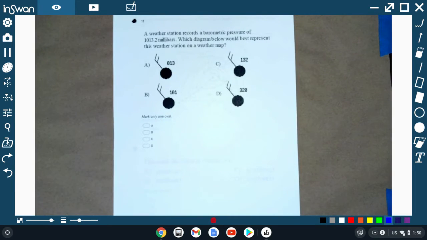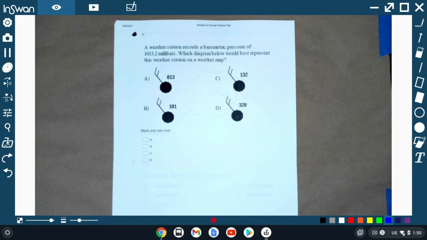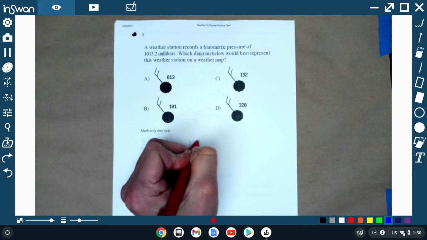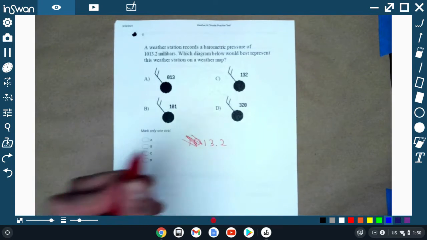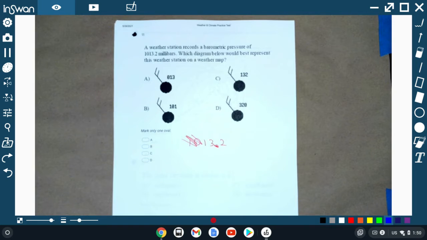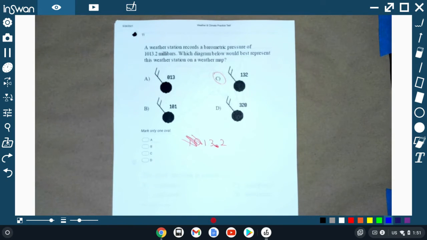The weather station records a barometric pressure of 1013.2 millibars. Which diagram below would best represent this weather station on a weather map? Now remember what they do to the numbers. So I'm going to write this out, 1013.2. So what happens in this situation? Well, you get rid of the 10 and you get rid of the decimal, and that's the number written on the station model. So it's just kind of a code that each station model has that we have to decipher. So which station location has just 132 for the barometric pressure? That would be location C for question number 11.